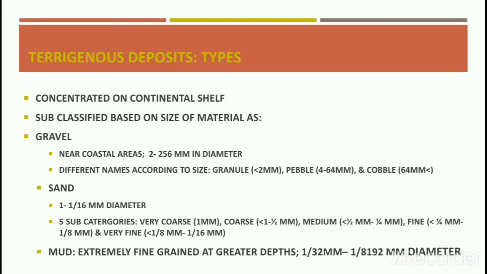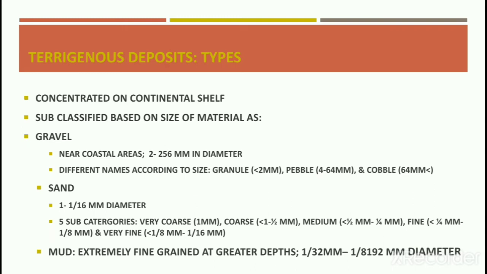Sand is slightly smaller than gravel. This is generally deposited by river, wind, and ice waves. The diameter of the sand particles varies from 1 millimeter to 1/16 millimeter. Sand is divided into 5 major categories depending upon the diameter of the particles.